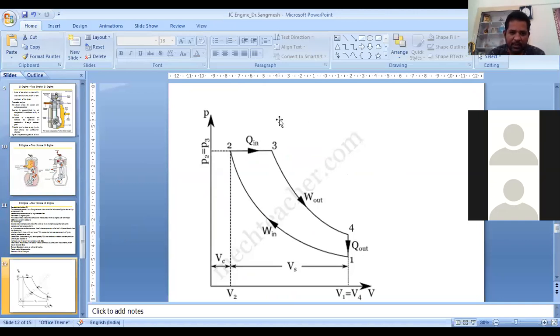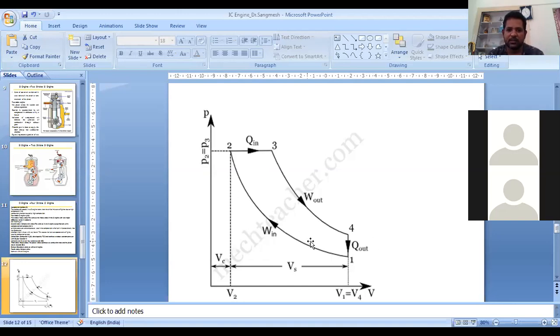So here what will happen, the heat addition is going to take place at constant pressure, as you can notice here. 2 to 3 is a constant pressure. This straight line indicates it's a constant pressure. Whereas the heat rejection takes place at constant volume. So in the diesel cycle, the heat addition takes place at constant pressure, but the heat rejection takes place at constant volume.